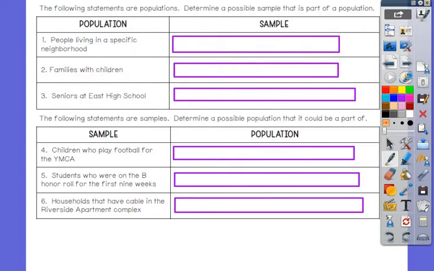All right, so these examples here, they're giving us a population, and we have to try and create a sample piece from that whole group. So they said the whole population is people living in a specific neighborhood. How could I break that neighborhood down into a smaller group? People that live in a red house. That is a sample. What else?